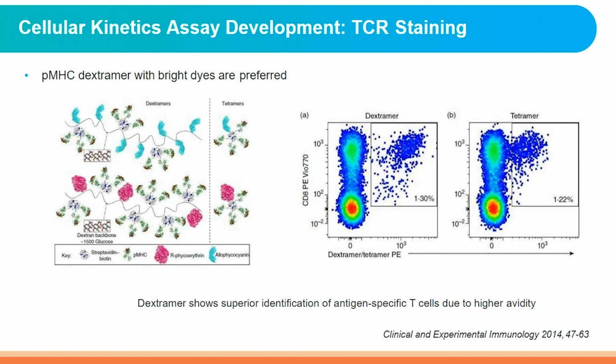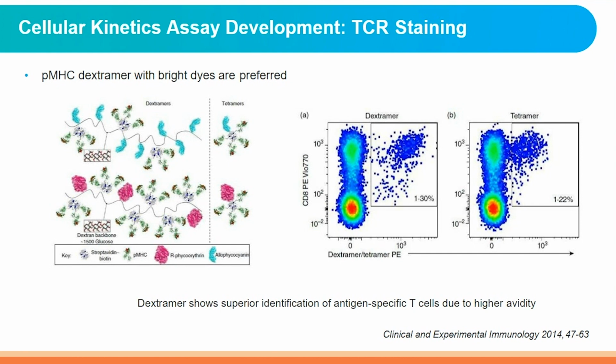In this slide, I'm going to talk about the TCR staining, which is unique to TCR T cells and also the most important step in the assay development. Traditionally, MHC tetramers were used for TCR staining. In recent years, the dextramer has become more and more popular, especially for the low affinity CD8 T cells or CD4 T cells. The dextramer is based on a dextran backbone and has been shown to give superior identification of antigen-specific T cells due to higher avidity.